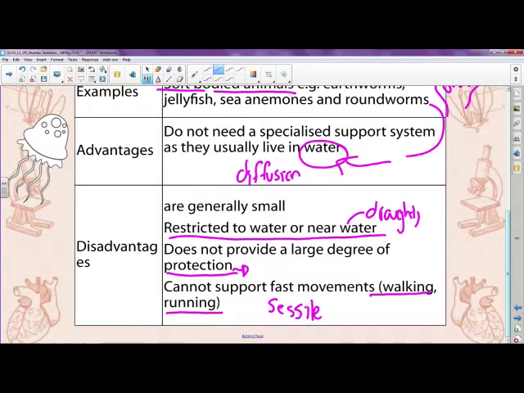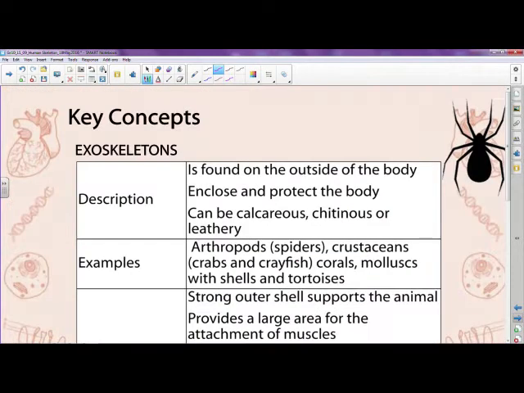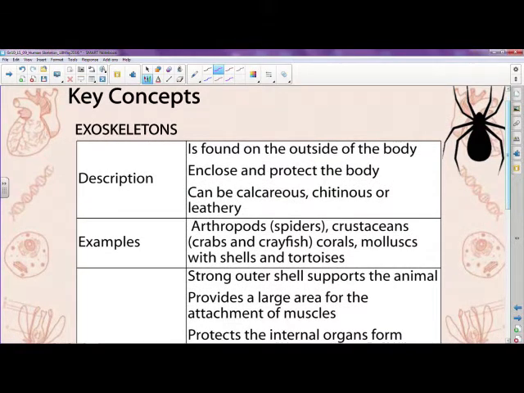Sessile means that they can move, but they don't always move. Okay, so that's our first kind of skeleton. Our second kind, and these are the creepy ones, you see there's an icky black spider at the top there. Exo, all right, when we refer to an exo, we say it's on the outside. All right, so our support system, our strength is found on the outside, right, and protects everything on the inside.